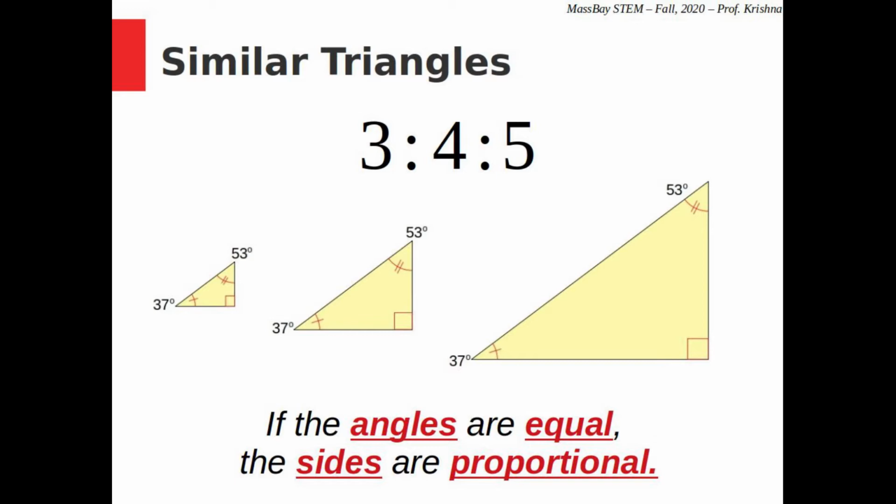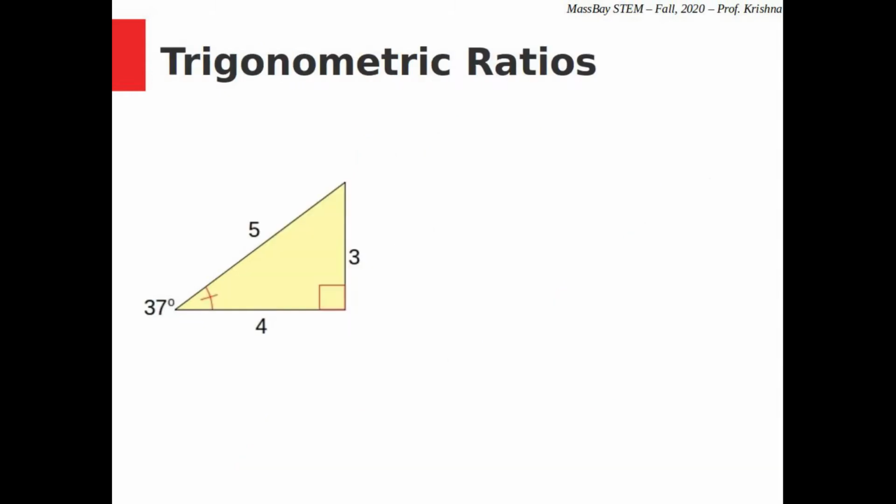So you would know that a triangle with these angles must be a bigger or smaller version of the one that you see before you. You can't tell how long the sides will be, but you know they must be in the proportion 3 to 4 to 5. Let's formalize this.